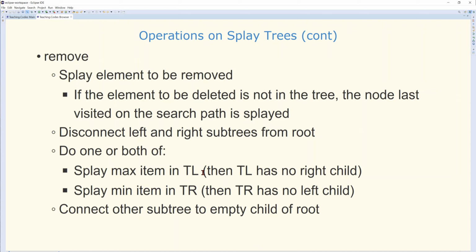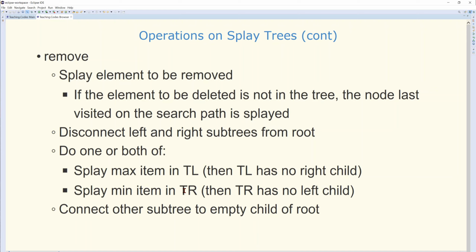So what you do is you splay the maximum in the left subtree. Remember, the left subtree is a set of elements that are smaller than the root. So among those that are smaller than the root, you find the maximum one, which means it's the closest one to the root, but still smaller than the root. You do just the inverse in the right subtree.